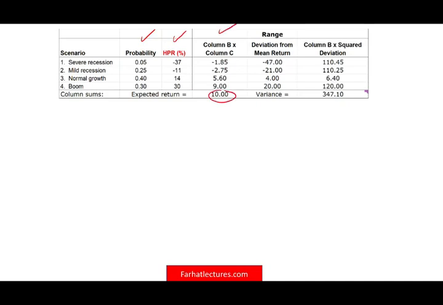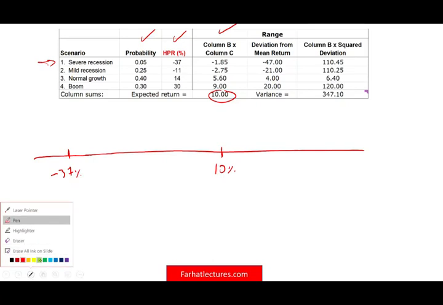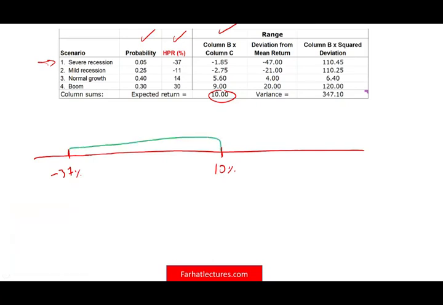Now what we need to find out is the deviation. What is the deviation? The deviation is the range from the mean return. Let me show you what I mean. The expected return is 10%. Notice here, in a severe recession, we could go down to negative 37%. So what is the deviation? Well, the deviation is negative 47. This is what we mean by the deviation, negative 47.